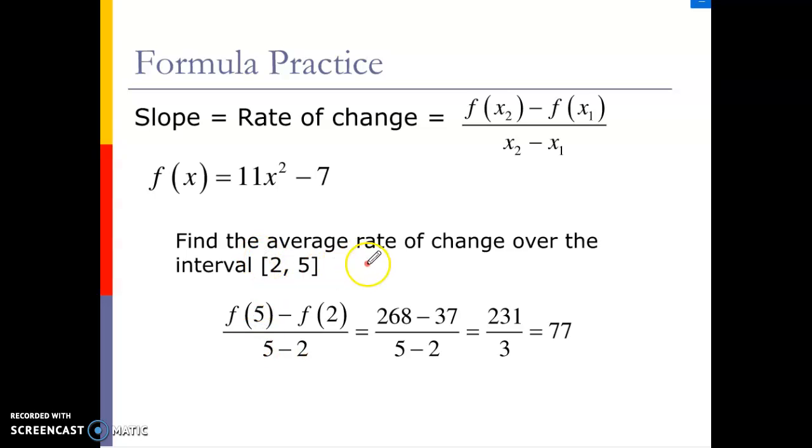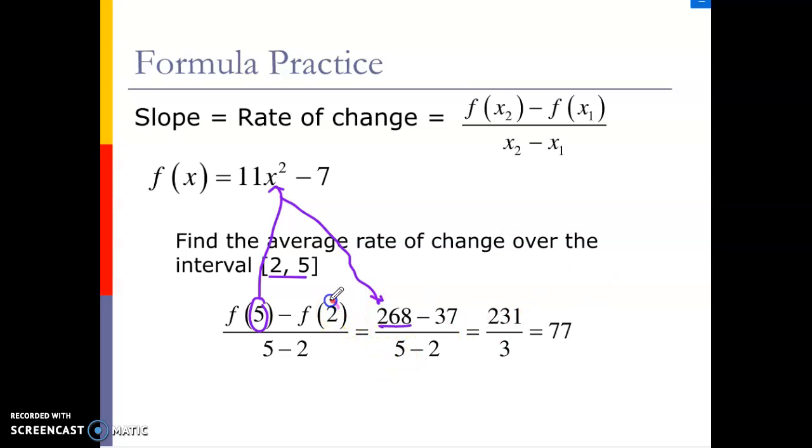Let's take a look at that first one. We're looking for that average rate of change. We've been given an interval, and again those are our x values. So my x2 is 5, my x1 is 2, and I just put those in. Now take that 5, bring it to the formula, plug it in for the x, and crunch it out. That's 5 squared times 11 minus 7, and that's where this 268 came from.